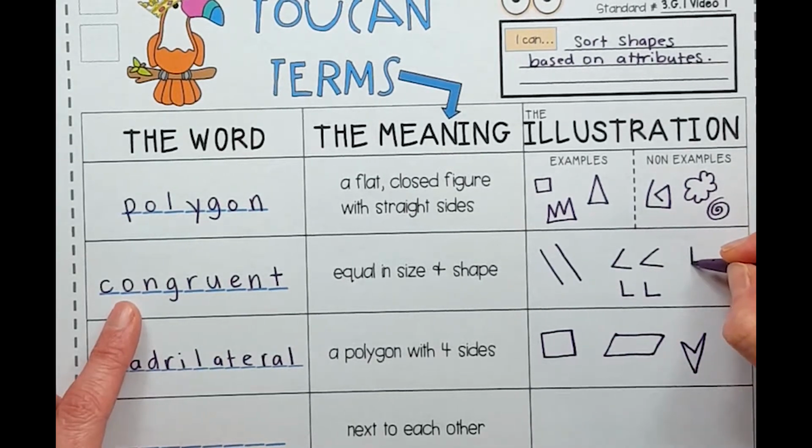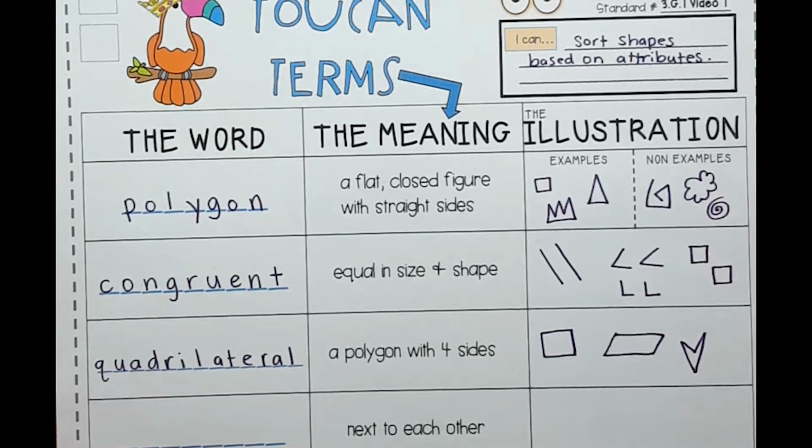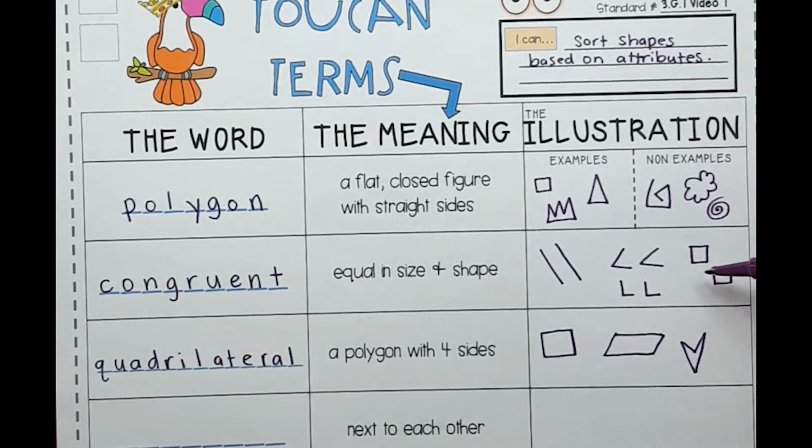And if two shapes are congruent, we could actually put them right on top of each other and they would be the same size and shape. So all of these lines, these angles, and these shapes, or quadrilaterals, are congruent.